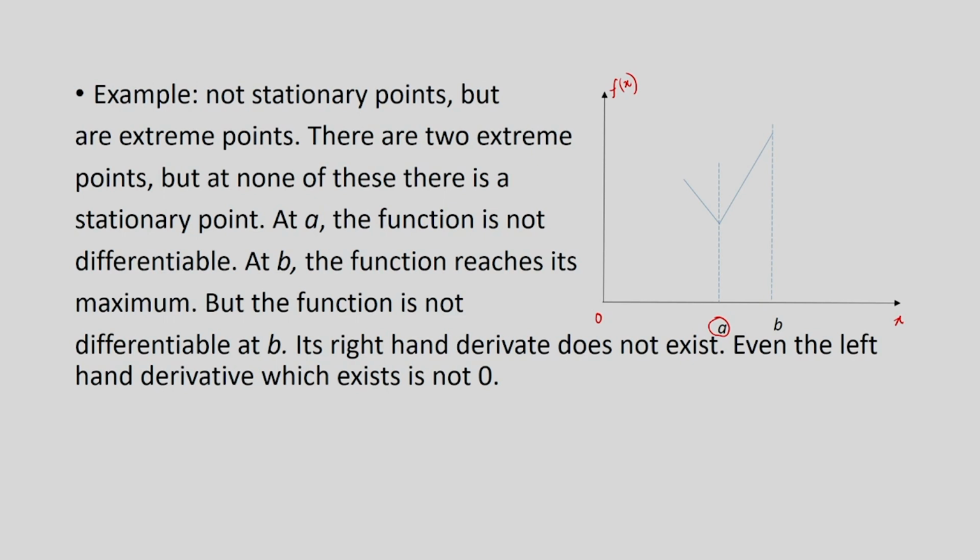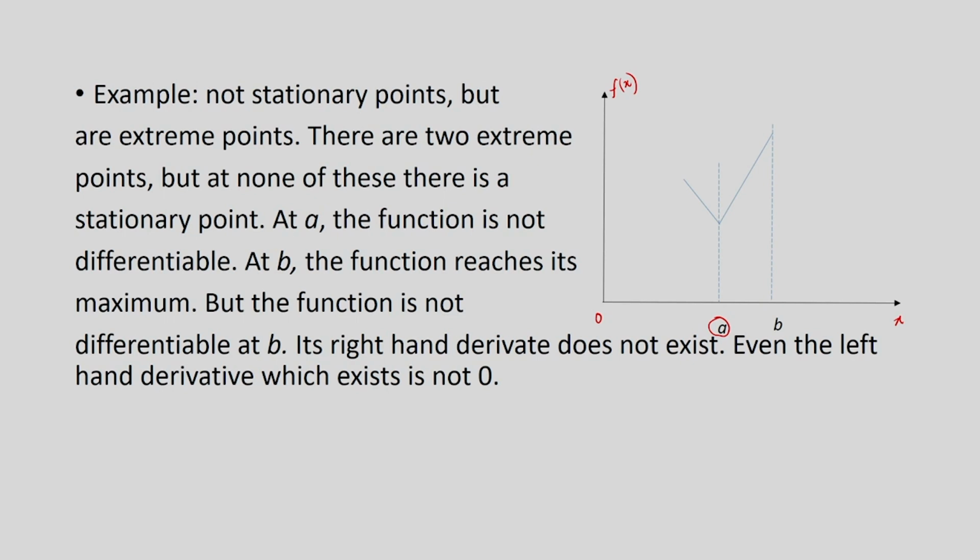B is also a point of extreme value, right. Here the function is reaching its maximum, but at B the function is again not differentiable. So, here the problem is more severe. The right hand derivative does not even exist because the domain is ending at B. So, you do not get to define what is right hand derivative. You cannot move to the right of B. The left hand derivative can be defined, right. It does exist, but it is not equal to 0, right.